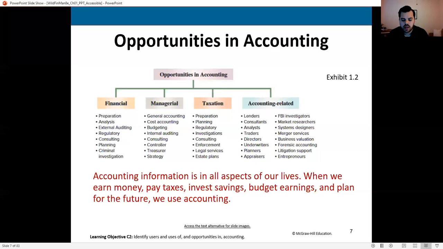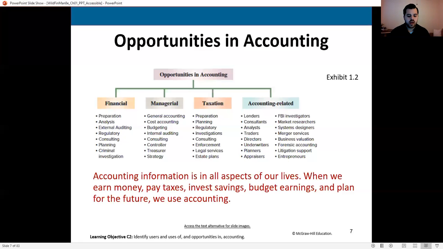You then got managerial accounting, which is more of your day-to-day accounting within organizations. This will be the focus of your second accounting class, Accounting 2302, while financial will be the focus of this accounting course, Accounting 2301. In 2302, we'll look at general accounting, we'll look at cost accounting, budgeting, internal auditing, consulting. We'll look at all of these types of things.